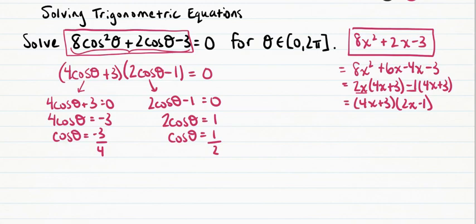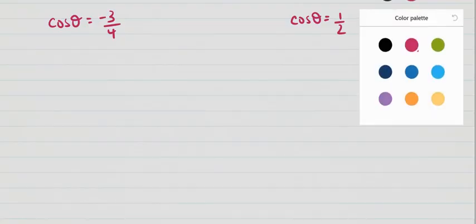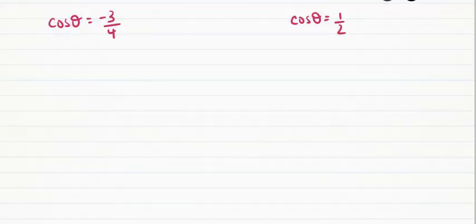Okay, so I'm just going to move this to the next page so we have some more space. So we're starting here with cosine theta is equal to negative 3/4, and cosine theta is equal to 1/2 was where we left off. Okay, so looking at this first one, cosine theta equals negative 3/4.